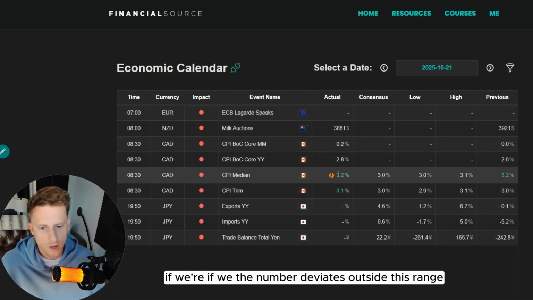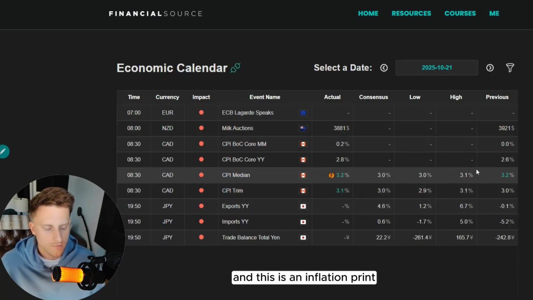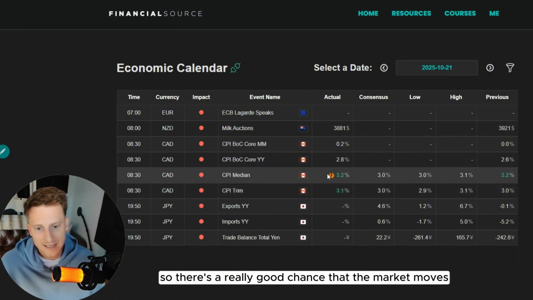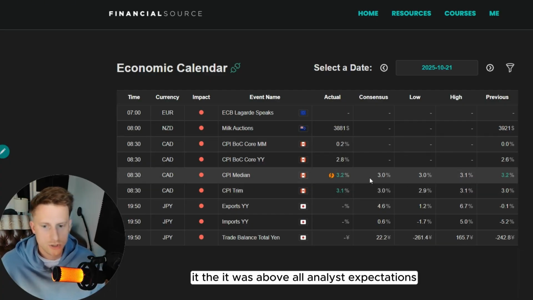And so what did we see? Well, we saw the number for CPI median came out above all analysts' expectations, and the lightning bolt flash telling you, okay, this is pretty serious, actually. It's outside all analyst expectations. You should pay attention to this, right?